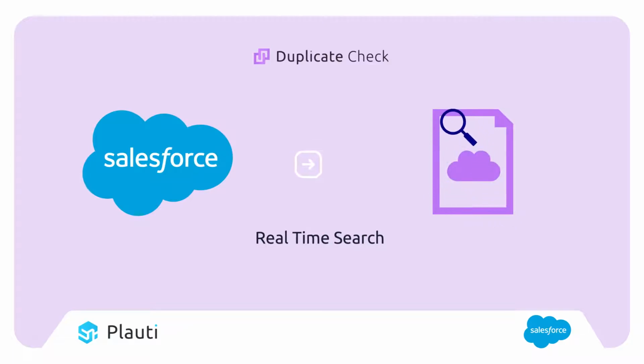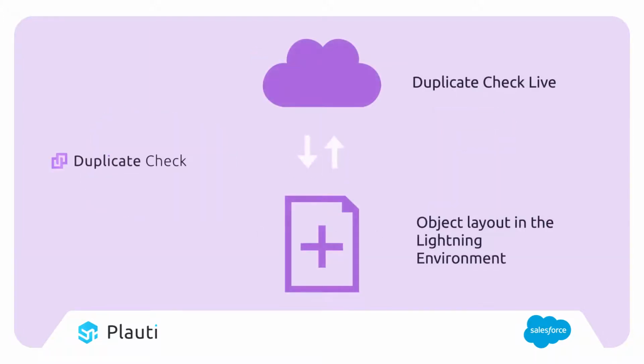Duplicate Check Live is a feature that can be added to any record page layout in your Salesforce organization. Duplicate Check Live does a real-time search for duplicates when opening a record. Instantly see if there are duplicate records for the record you are currently working in. In this video, we are adding the Duplicate Check Live feature to an object layout in the Lightning environment, which is fast and easier than in Salesforce Classic.